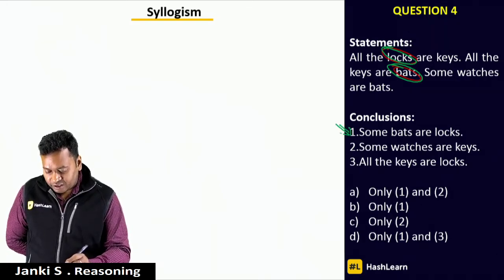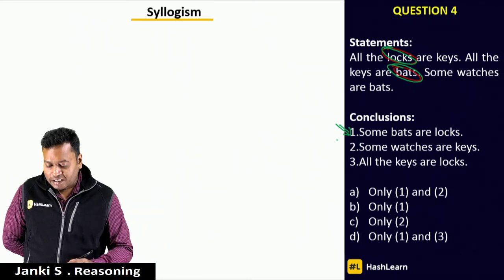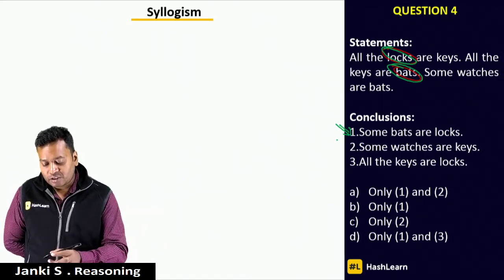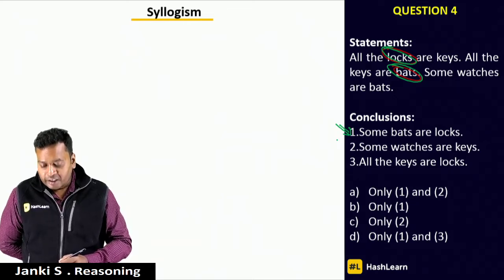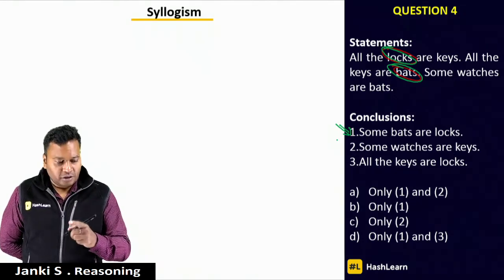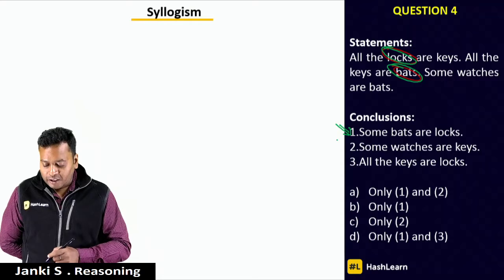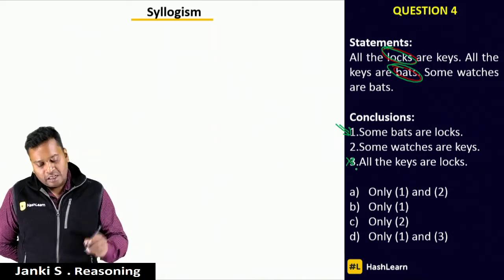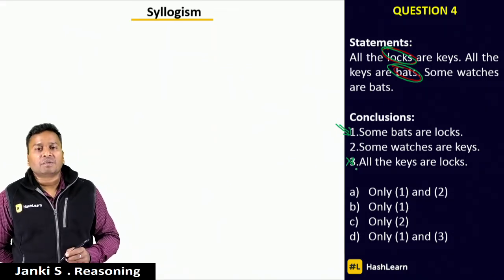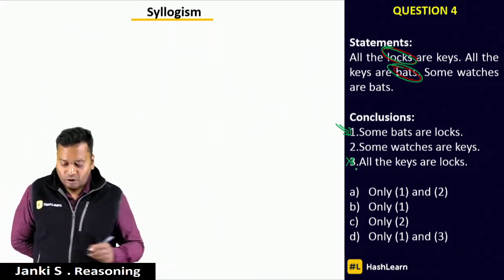So first one will definitely satisfy. Some watches are keys. We have to see whether it's satisfying the condition or not, because the process is not followed here. All the keys are locks. No, because if we go inside, it should be in terms of some. It cannot be in terms of all, right?